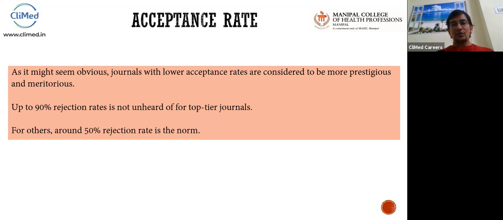So they are very prestigious or meritorious, but when they select only 5% or 10% of articles, that doesn't mean your article is not good. It is about their publication criteria. They cannot publish more than that. Sometimes the top class journals maintain their quality by accepting only a few articles, because they have to go through the best peer review.